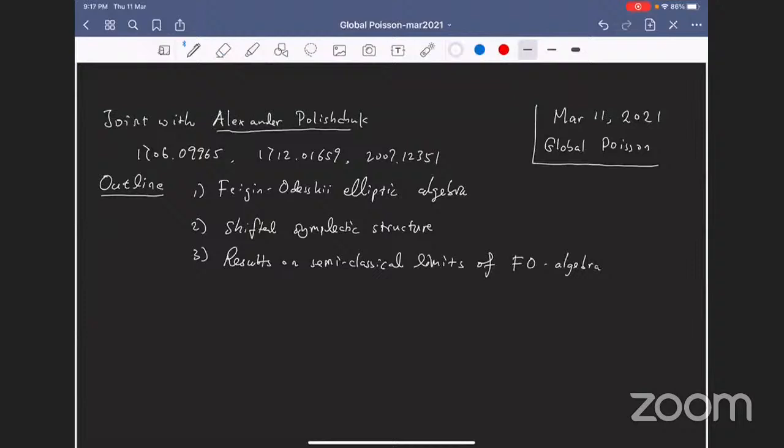Okay, so let me start with the definition of Feigin-Odesskii algebras. So can you read my writing? Is it clear?